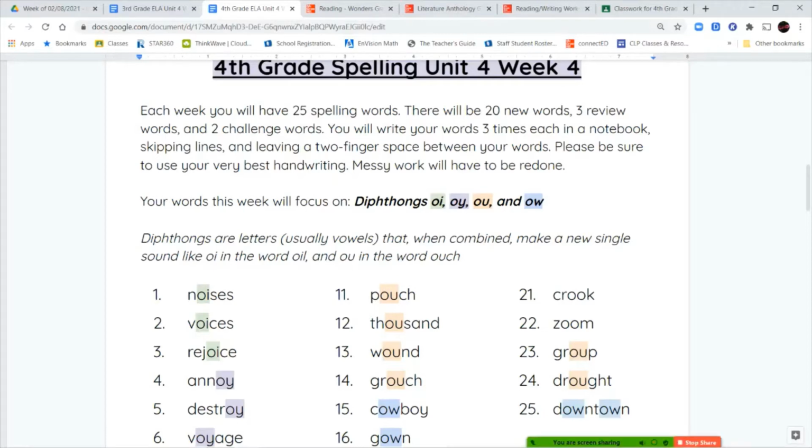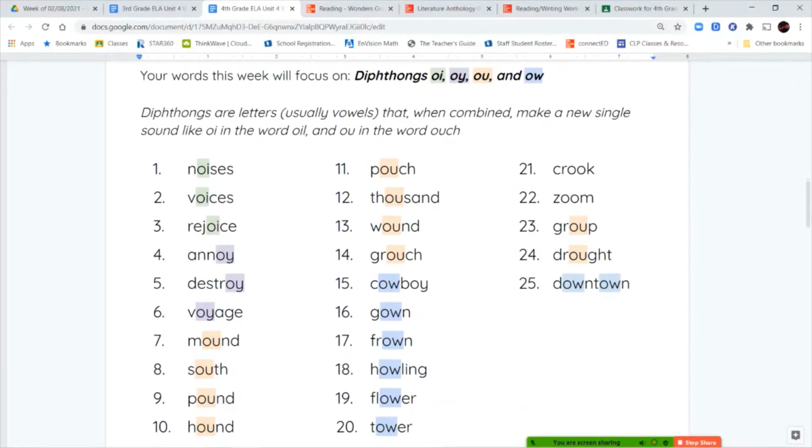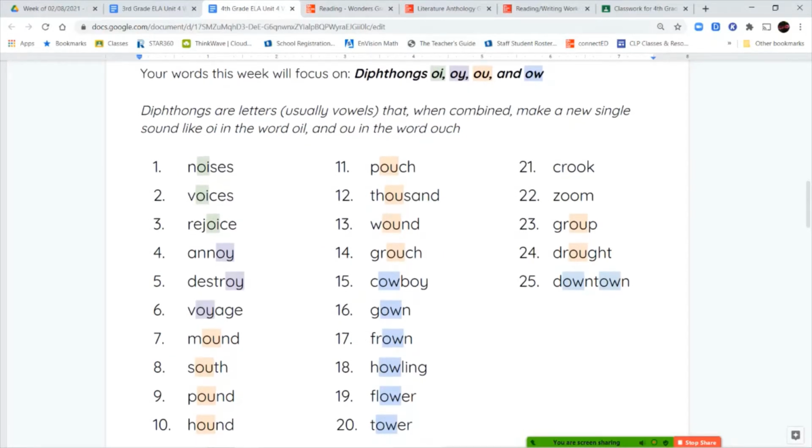So your words for this week, I highlighted them to match the letter combinations that we have on top. So we only have two sounds that we're working with. Each one is spelled two different ways. So that oi sound is spelled OI or OY, and that ow sound is spelled OU or OW.